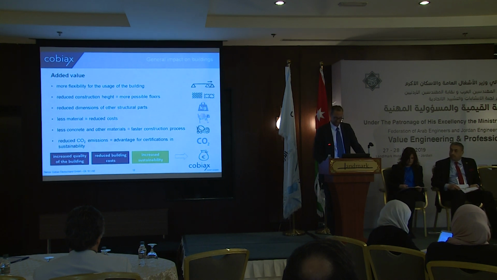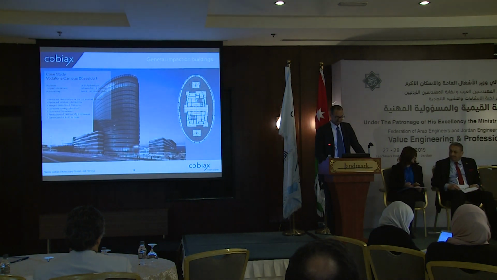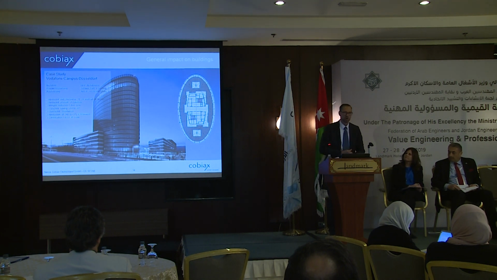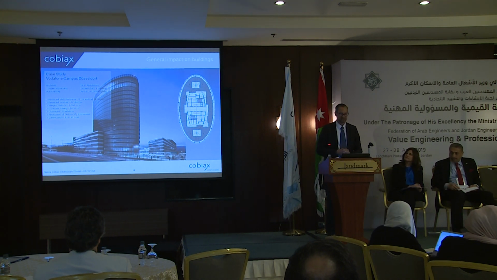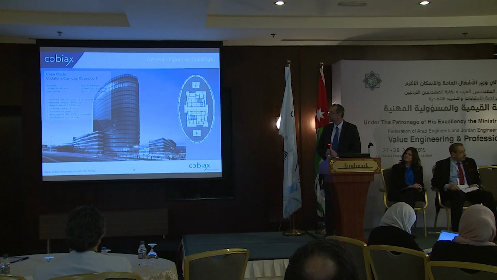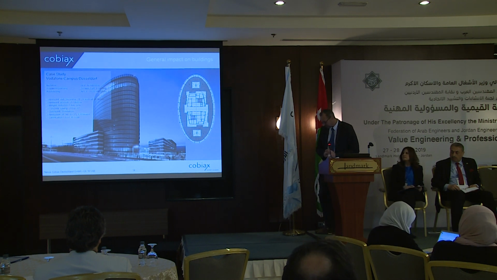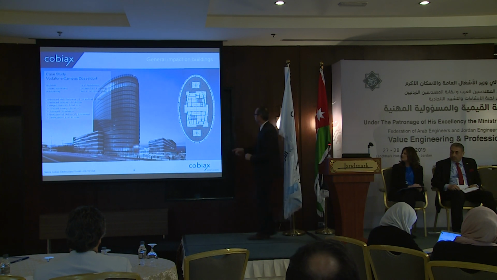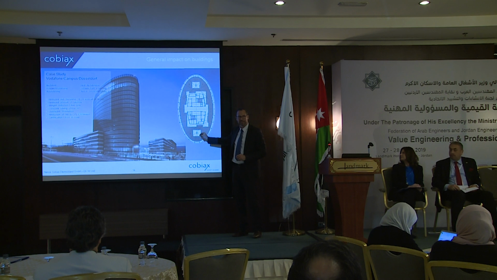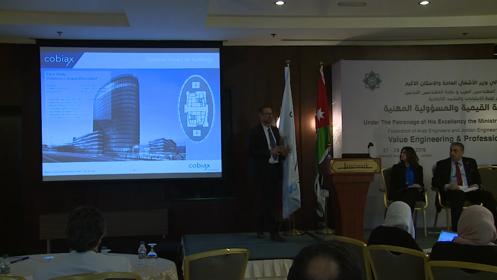The best way to explain Kobiax is to have a look at one example, and here you can see the Vodafone campus. It's a small high-rise building in Düsseldorf. You see the ground floor situation here, and in the first step, the architect and the engineer said we need two columns here and a 30 centimeter thick solid slab.